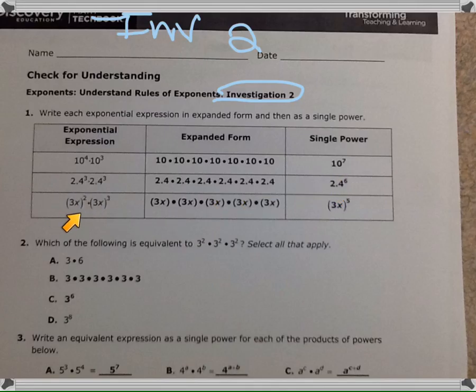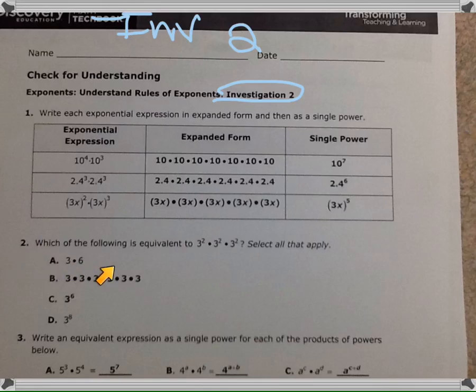Here we have 3x squared times 3x to the power of 3. So we have 3x times 3x, which is the 3x squared, and then we have 3x times 3x times 3x to have the 3x cubed, and then we multiply those two together to get 3x times 3x times 3x times 3x times 3x. And then 2 plus 3 is 5, and you can also count them up in the expanded form to find out, and we get 3x to the power of 5.